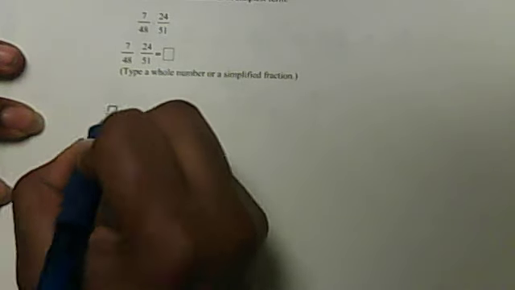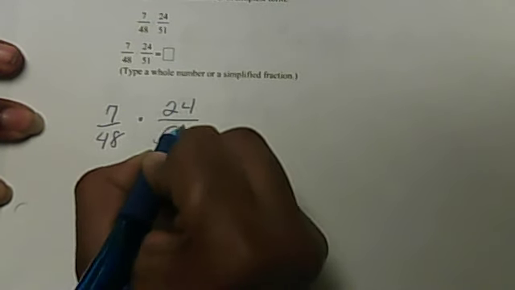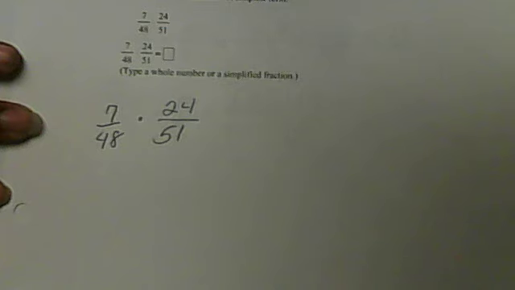This one is 7 over 48 times 24 over 51. Again, if we multiply 48 times 51, we're going to get a really large number. We don't want that. So we want to see if we have any factors in common. And I think I do.